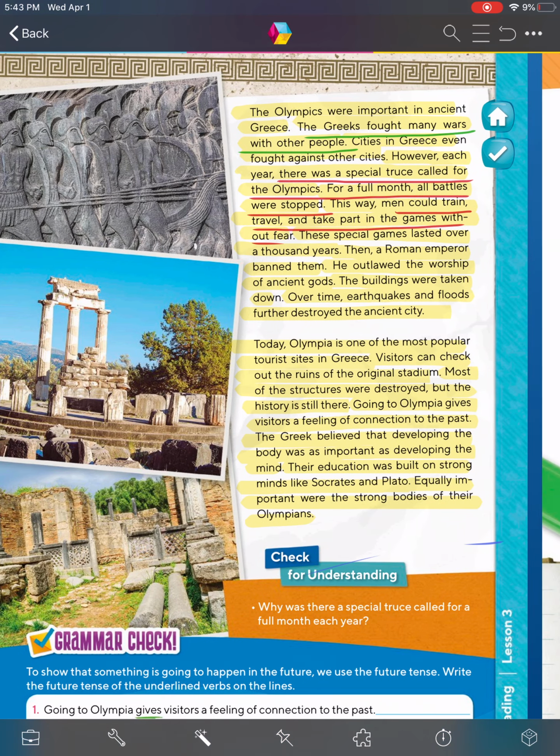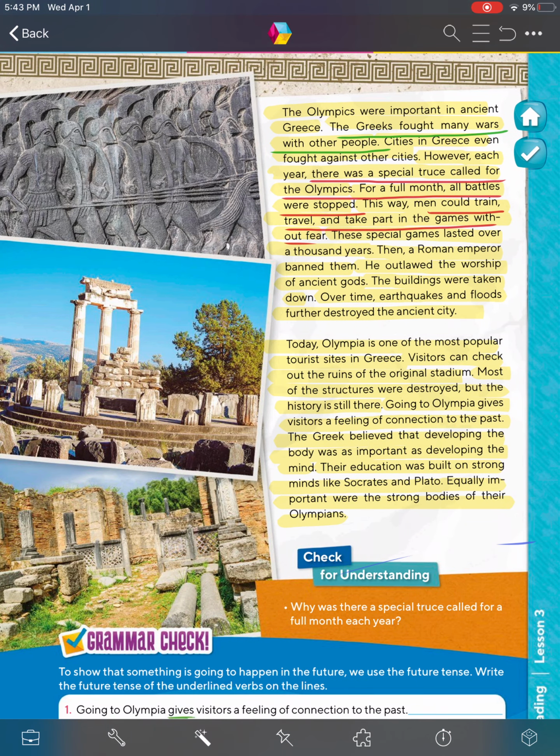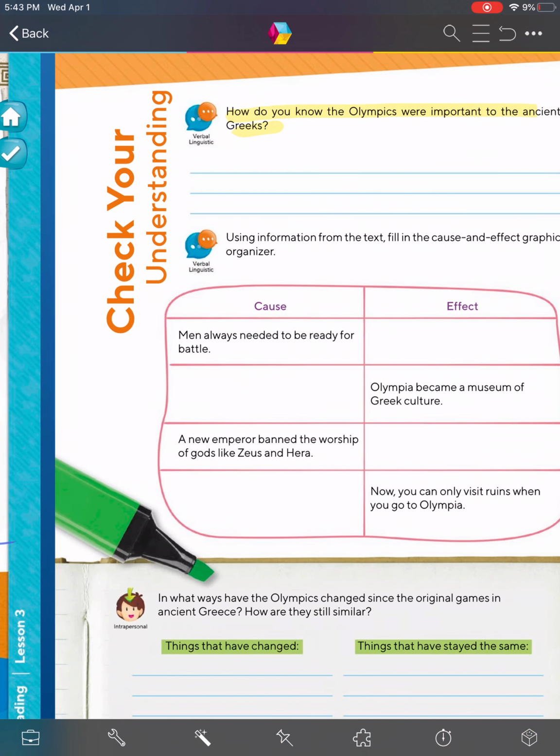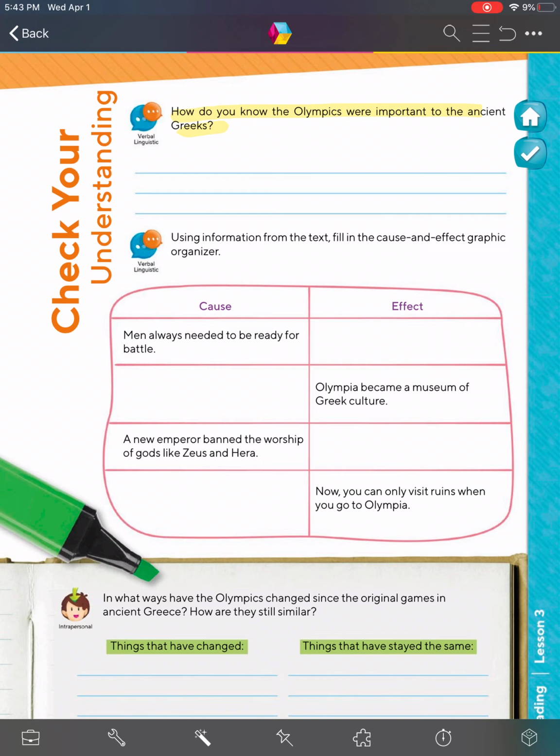If you go back on the previous page and if you read again the first paragraph, it says, the Olympics were important in ancient Greece. The Greeks fought many wars with other people. So don't you think the Olympic Games helped them to train, to practice, to be ready for battles? Well, write down your answer.